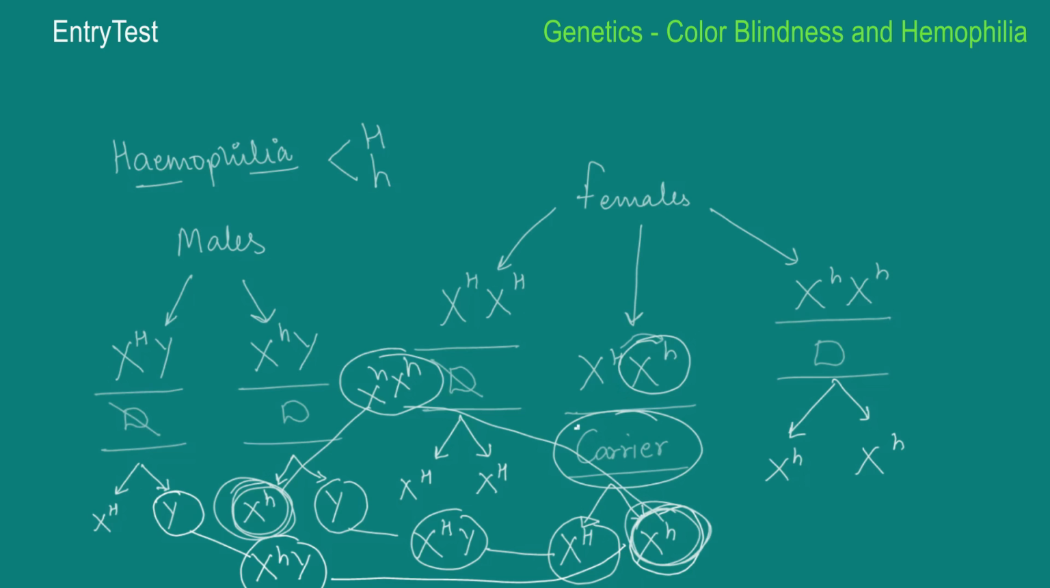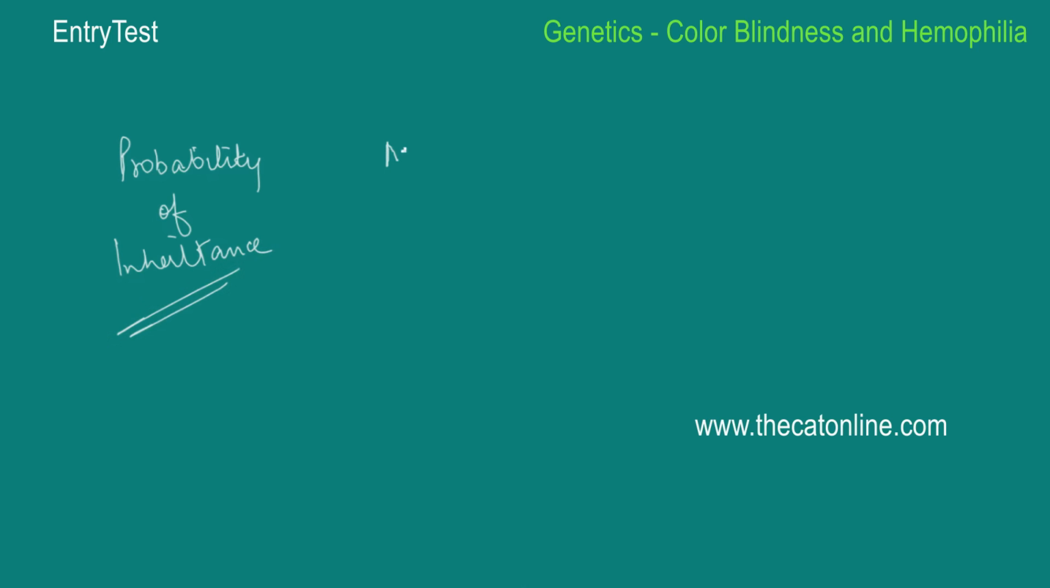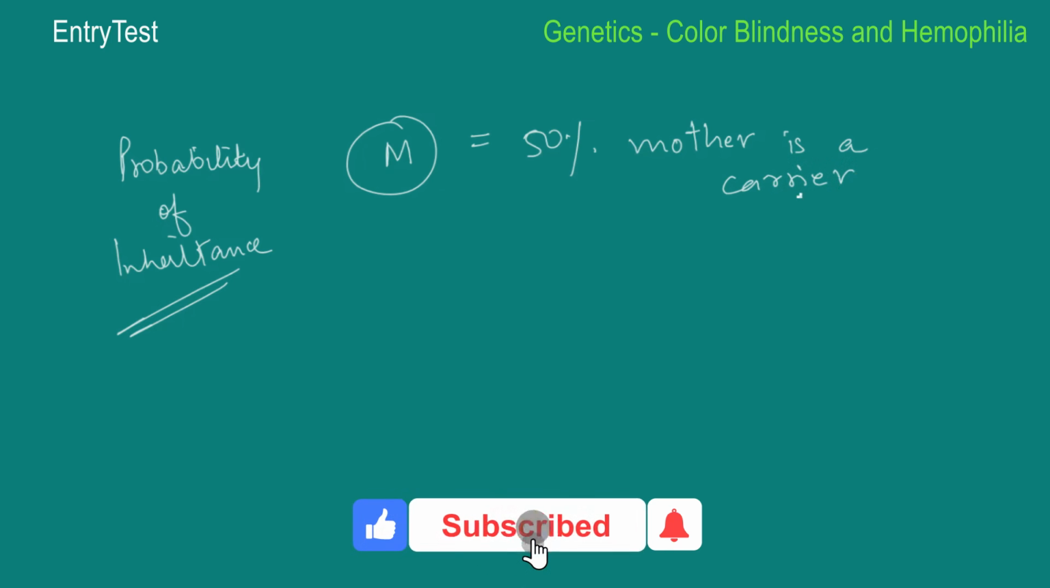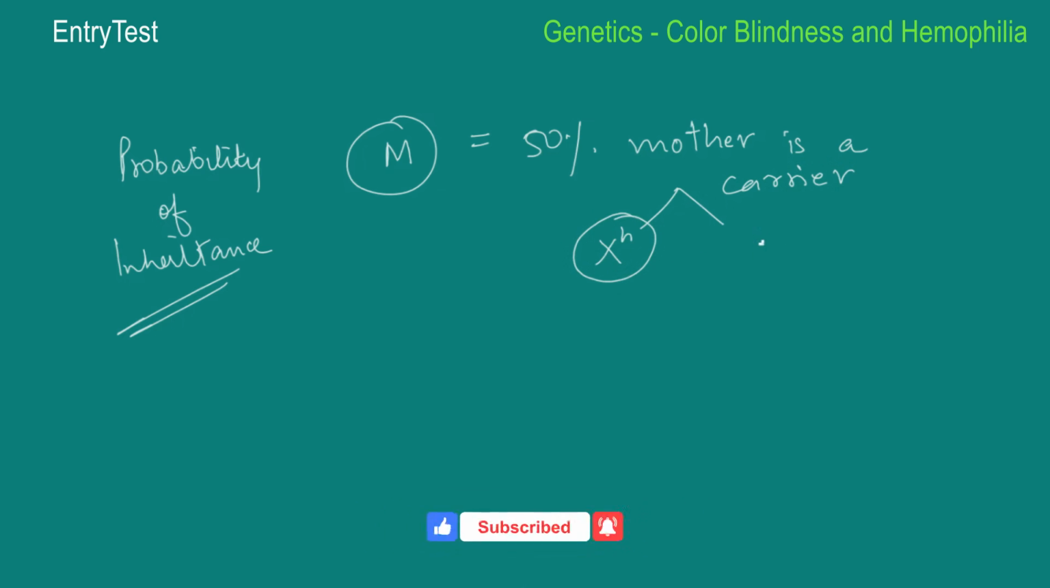So let's study a few statistics for that. First of all, the probability of inheritance in case of a male is 50% if the mother is a carrier. If a mother is a carrier, there are 50% chances that she will transfer the X recessive gene and 50% chances that she will transfer the dominant gene.